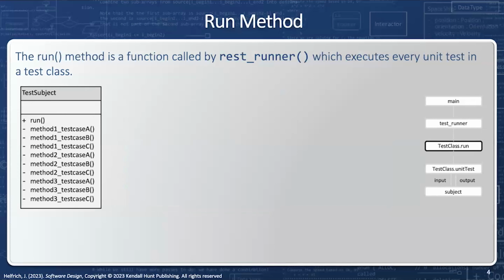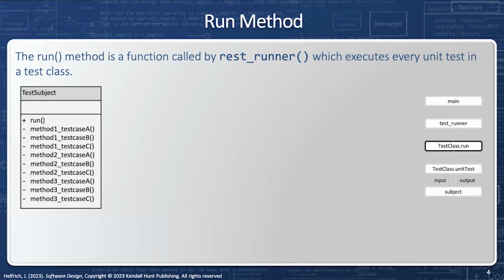So what exactly does a test class look like? Well, in this case, the test class is going to have a single public method called run and a whole bunch of private methods. These private methods are going to exercise the various methods for the test class. For an example, this is going to exercise method 1, method 2, and method 3, as well as individual test cases, test case A, B, and C.